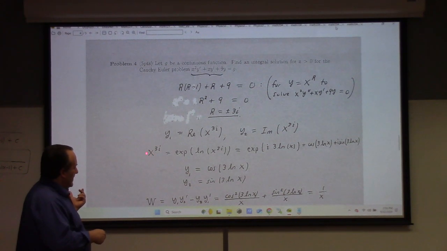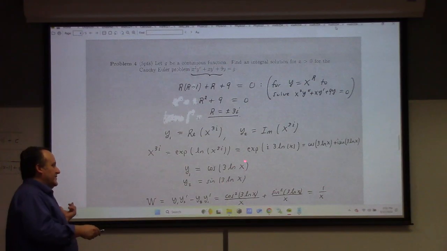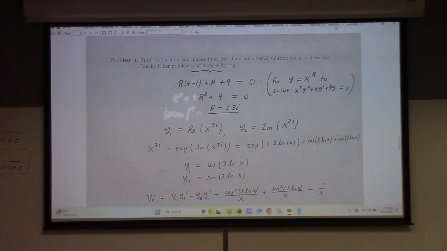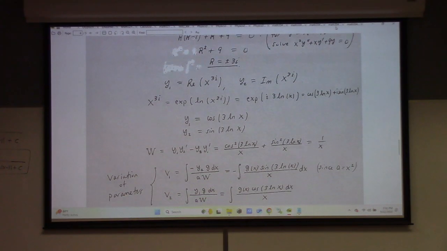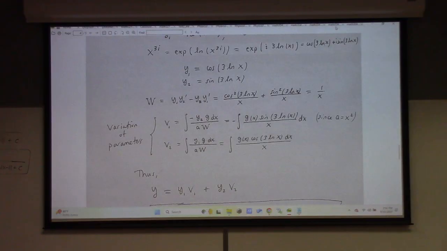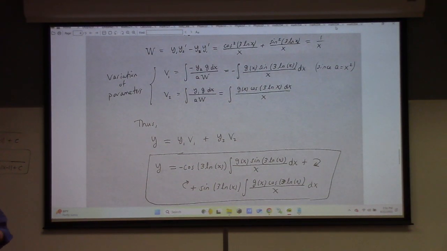but remember that x to the 3i is cosine 3 log x plus i sine 3 log x. So that's the real part, that's the imaginary part. We are always interested in real solutions here. There should not be an i in the finished product. All right. And this is a variation of parameters problem. And there you go. That's the general solution, just like that.